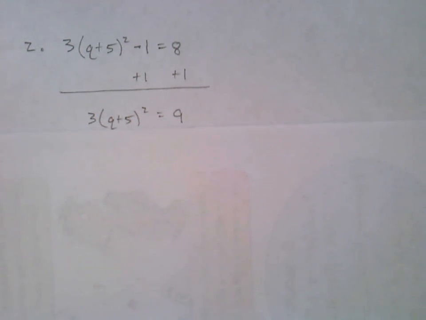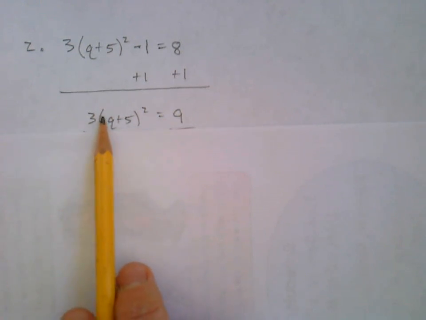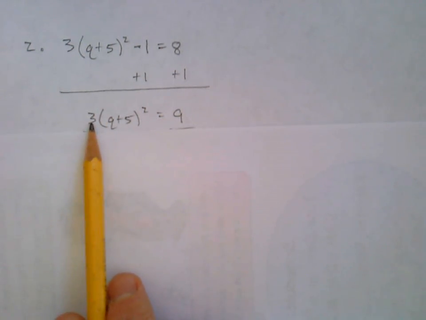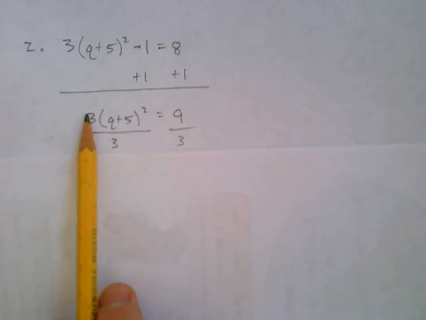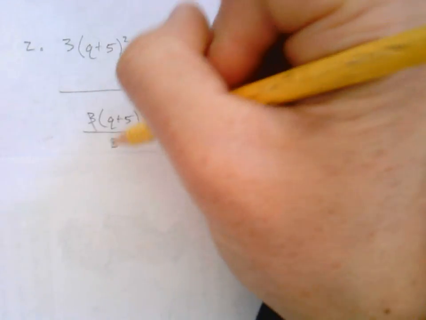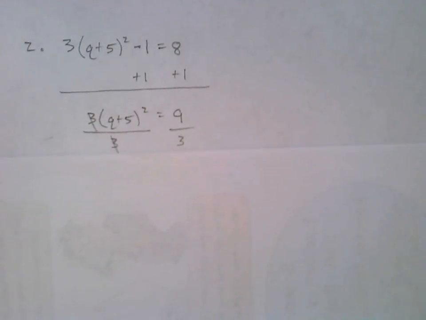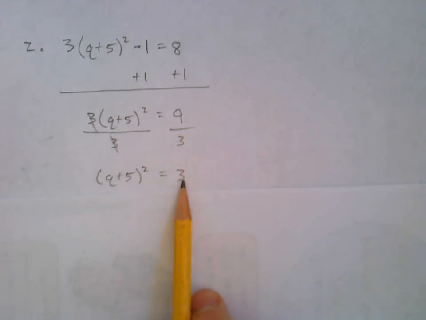Then, and this is a spot where students sometimes err, we're multiplying this quantity by 3. So just like in the previous problem, we were multiplying by 5, let's divide by 3. So these are going to cancel out. And we'll get q plus 5 squared equals 3.